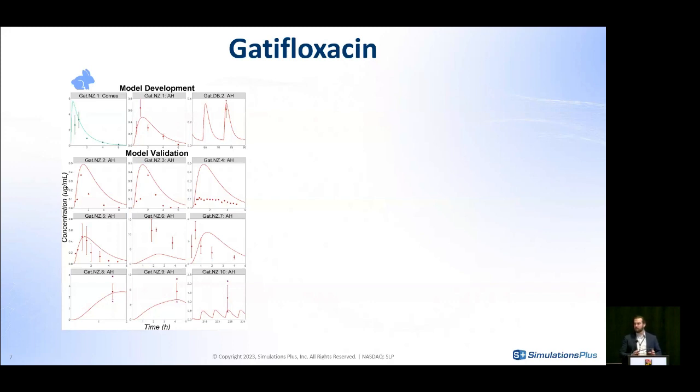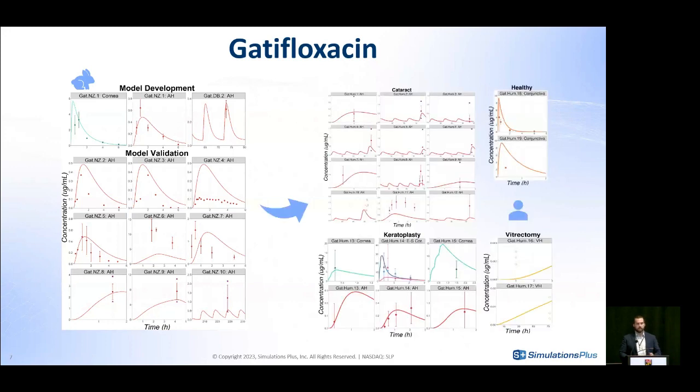And then once the model was calibrated, we predicted 9 additional studies. And those are the 9 plots that you can see at the bottom. So we had a model that was validated and that could predict relatively well the local concentration following topical administration of gatifloxacin in rabbits.